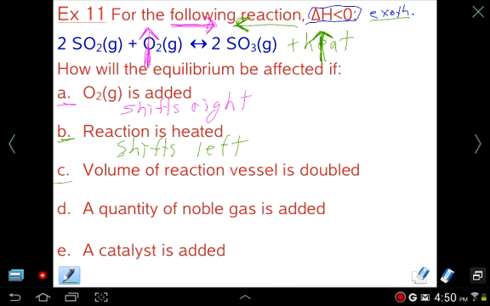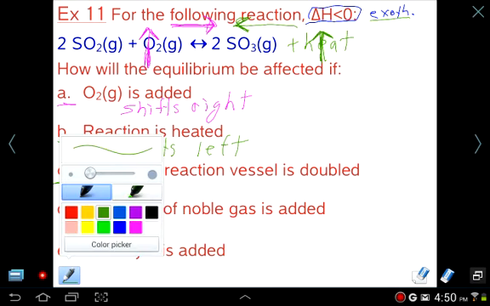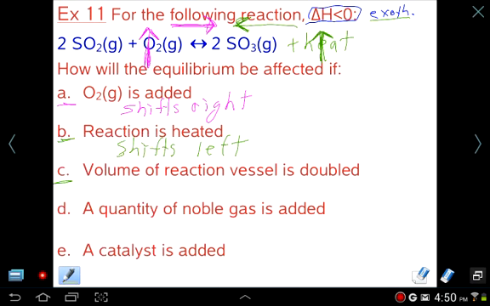Next would be volume. Here it says that the volume of the reaction vessel is doubled. If we double the volume, remember that if volume increases, pressure must decrease. So we effectively decrease the pressure on the system. So if the pressure is decreased, the system will try to increase the pressure. And the question is, which way will the system go to increase the pressure? Well, we'll take a look at the gas moles. On the product side, we have 2 moles of gas. On the reactant side, we have 3 moles of gas. So if the system wants to increase the pressure, it'll go to the side with more gas, because the more gas you have, the higher the pressure. So the system will shift to the left to increase the pressure, since we've decreased the pressure. So this will be shifts left.